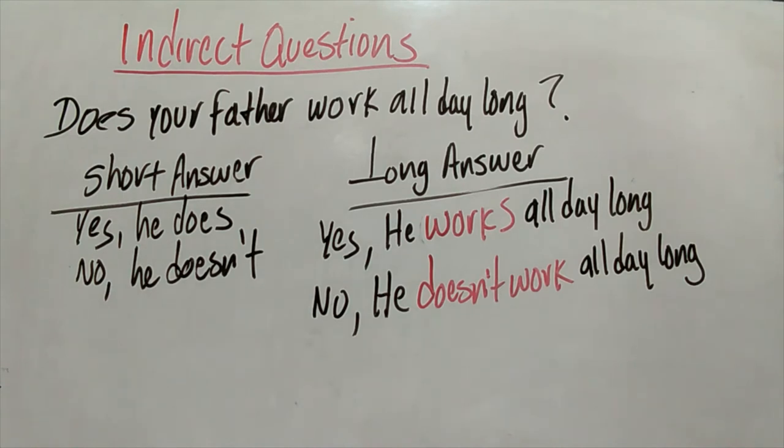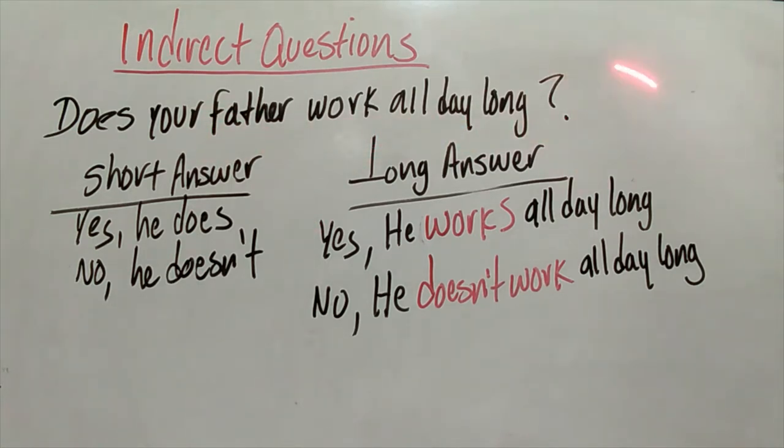Okay, guys, here we have the indirect questions. What was it? Indirect question. Remember that with the indirect question, we want to work with the auxiliary does. In this case, we want to say does. And if we use does, we want to check the third person. That is he, she, and it. Okay? For example, in this case, we had that question, right? For example, it says, does your father work all day long? Once again, does your father work all day long?